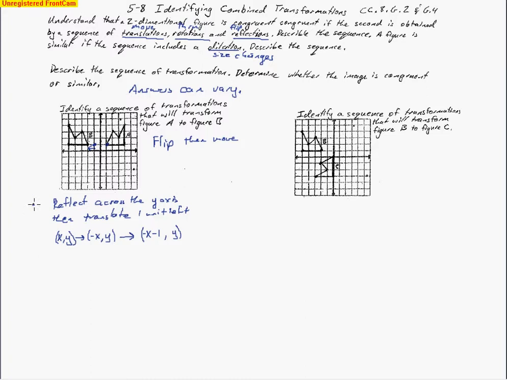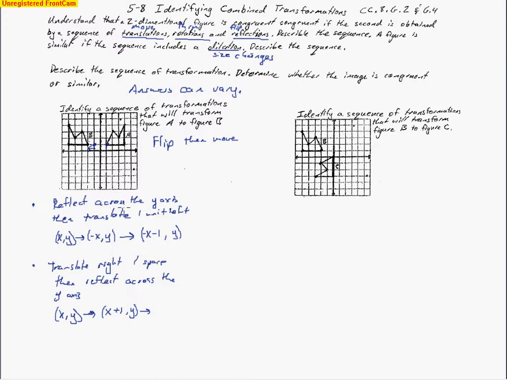Now there's something else I could do. I could have said maybe translate first. Maybe I translated it right 1 space, then reflect across the y-axis. And so what that would look like in formula form would be this, (x, y), and then it went to, well, then I went to the right 1 space, so (x plus 1, y). But then after that, I changed it again.